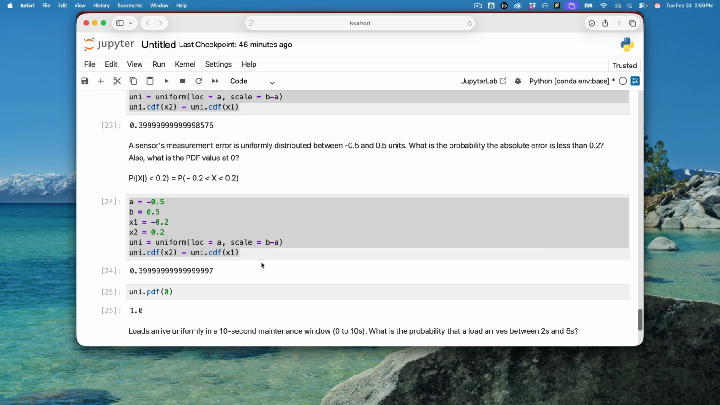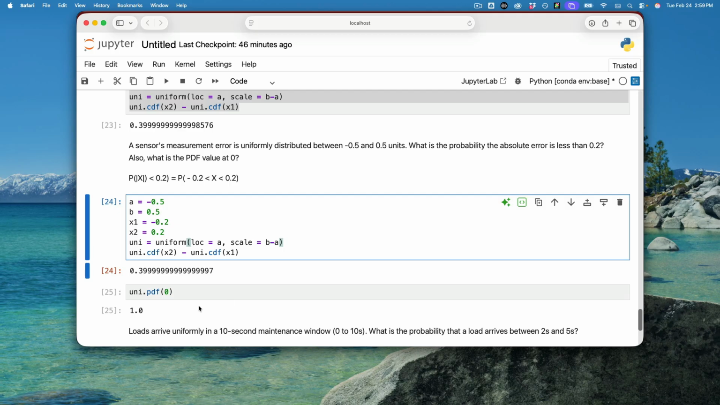Shouldn't it be 0 for a singular point of 0? This is a PDF density. So the probability density is not 0. The probability at 0 is 0. But the PDF is not 0, because it's a density. So the units of this value are what? Probability per whatever error units, because it's over 1 unit.